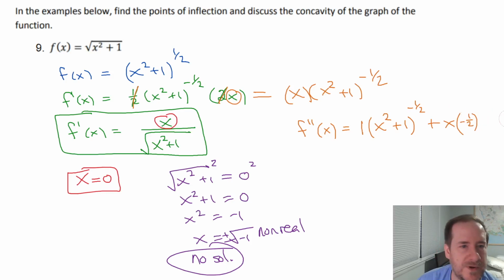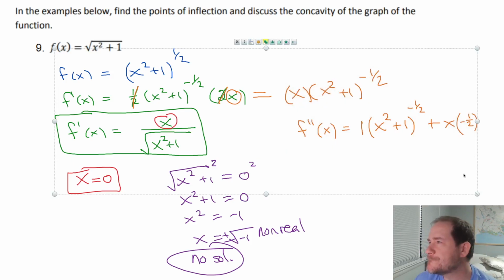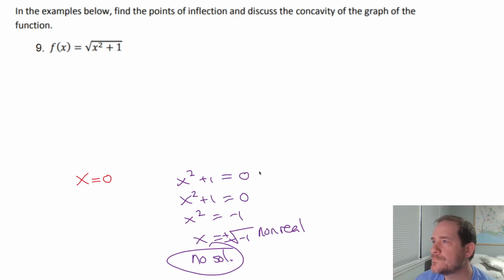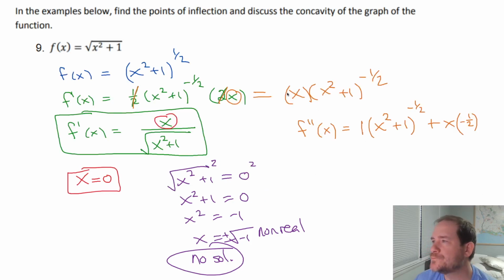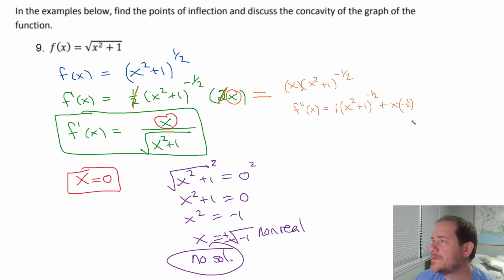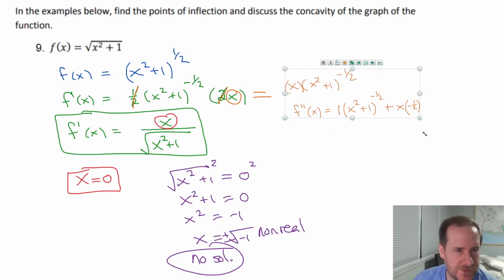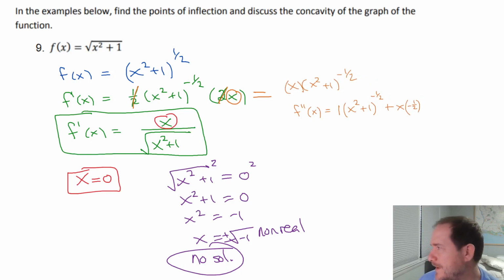I'm running out of space, aren't I? Really quickly. Oh, didn't mean to do that. Okay, that should work. Alright, if that's too small, I apologize. I'll make it bigger again in a minute.